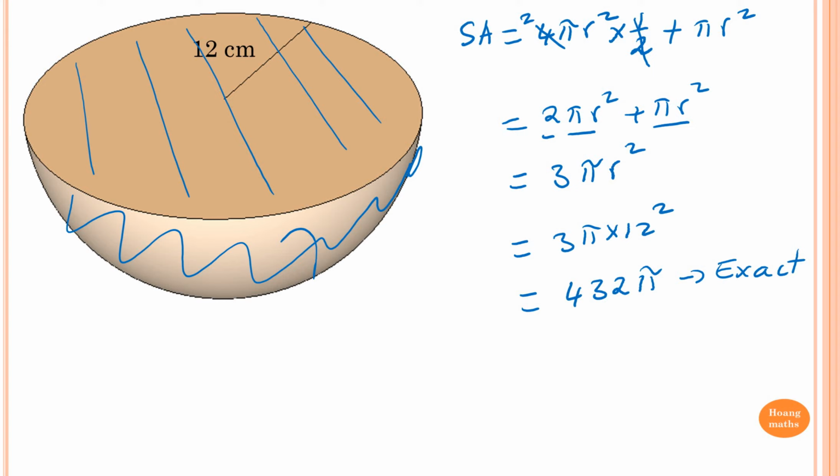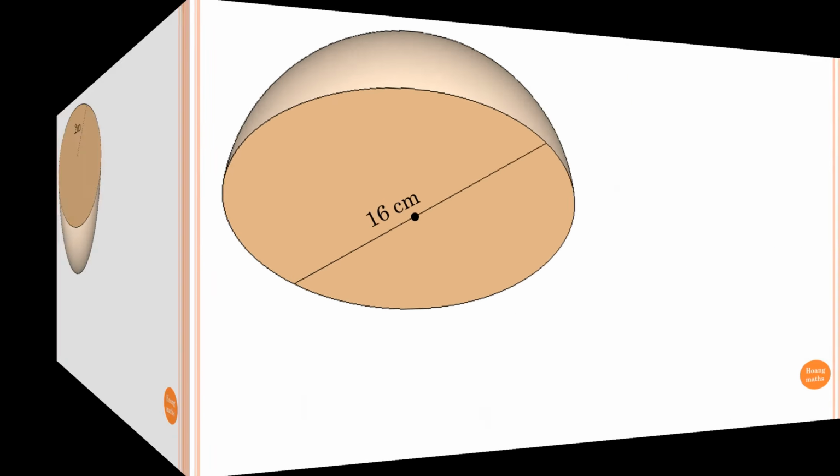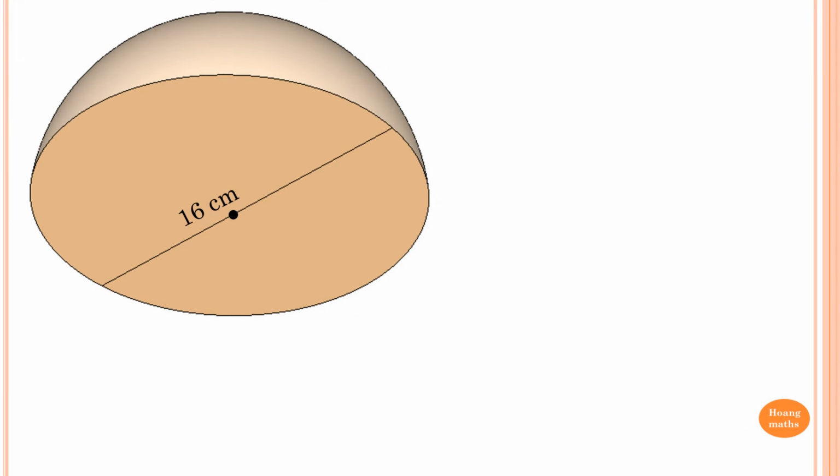But we want 1 decimal place, so you can just put it in a calculator, which gives me 1357.2 square centimeters. Please pause the video and try to find the surface area of this hemisphere correct to 1 decimal place.